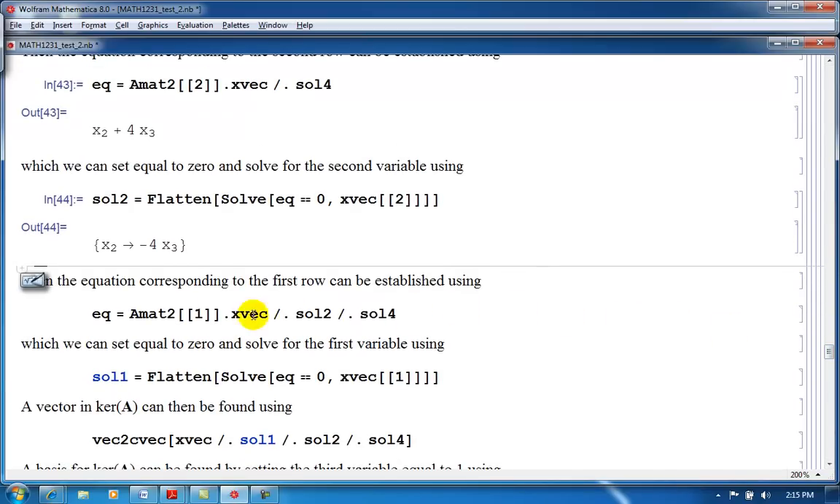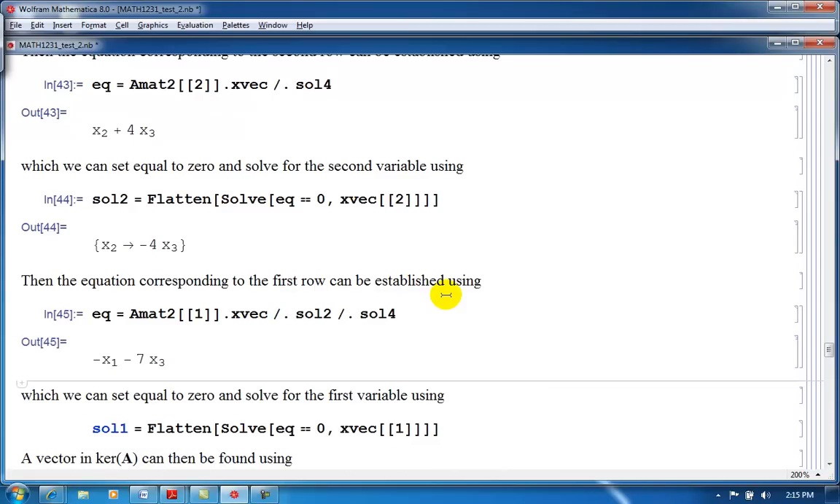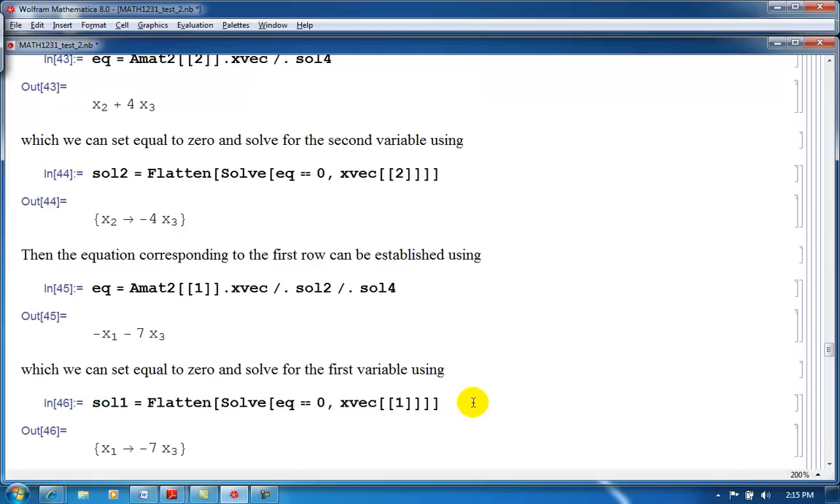And then we do the same thing with the first row, so we take the first row, take its scalar product with the vector of variables, and apply the solutions we've found, and that will give us an equation which is a connection between x1 and x3, so we can set that equal to 0 and solve for the first variable x1 using that.